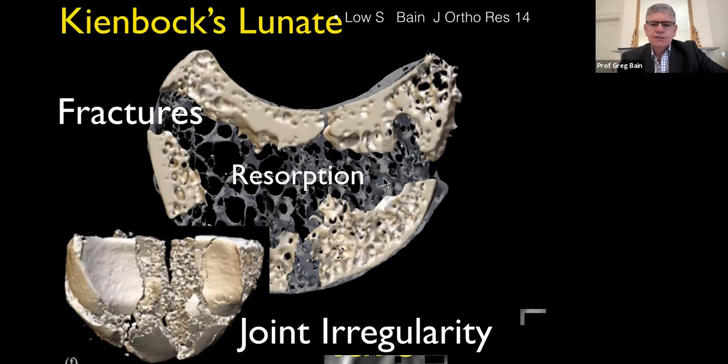This was another lunate that we removed as part of the treatment with a proximal row carpectomy. The interesting finding to me was this massive area of reabsorption in the endosteal bone. We can see distally that pretty well all of the bone is still present. There may be some loss of the proximal articulation, which of course affects how the wrist would move. And of course, there's collapse of the entire lunate structure.